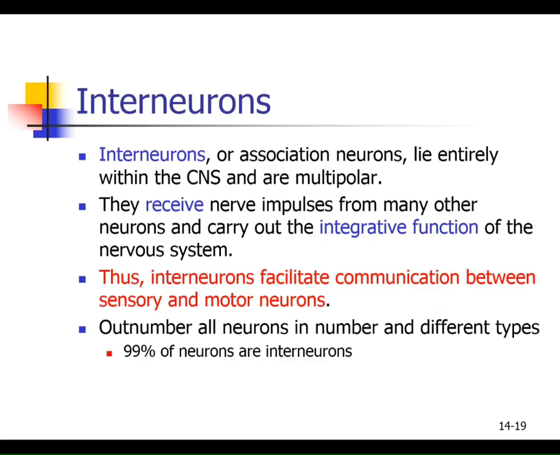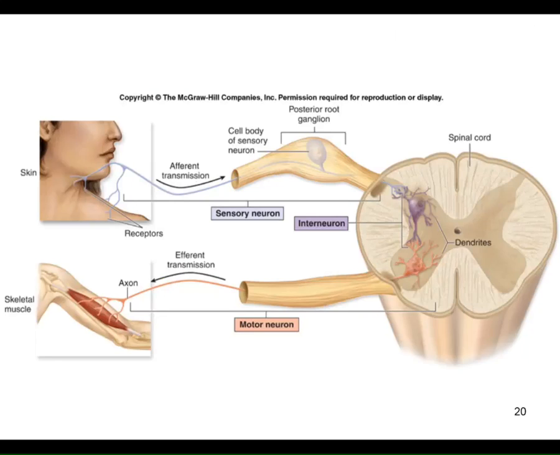In lab, I think I have a slide that says 90%+. Don't worry about the percentage, the vast majority, right? 90%+ of all of your neurons in your body are these interneuron types found completely contained within your central nervous system. Let's put this together.